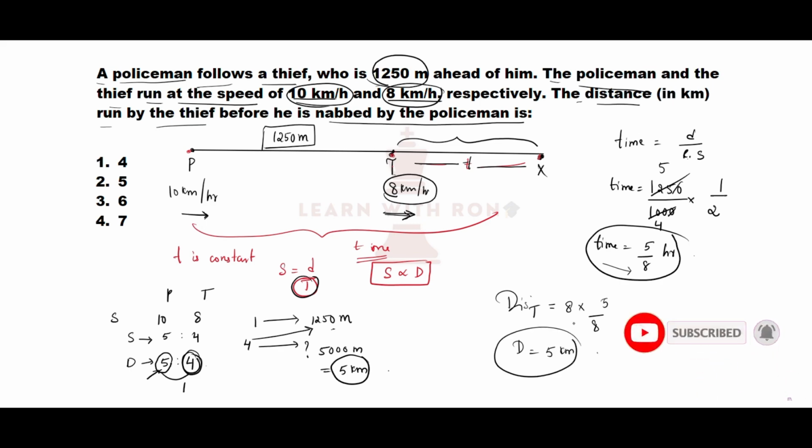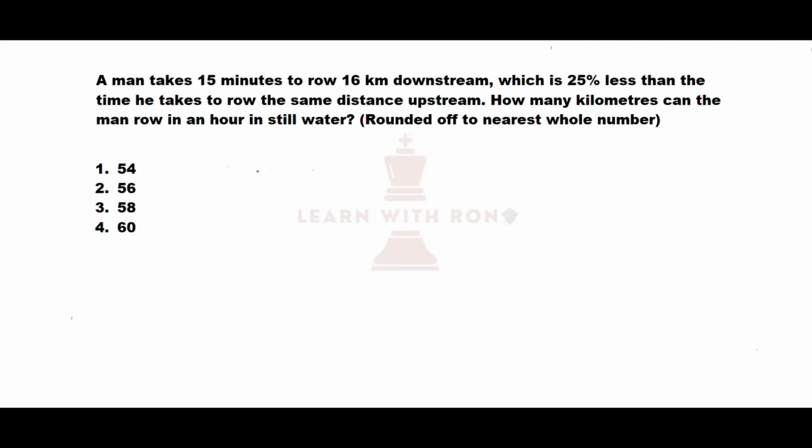Okay, let's see our next question. See this question here. I think you already know downstream speed equals speed of the man plus speed of the stream, and upstream speed equals speed of the man minus speed of the stream. Okay, now let's see our question.